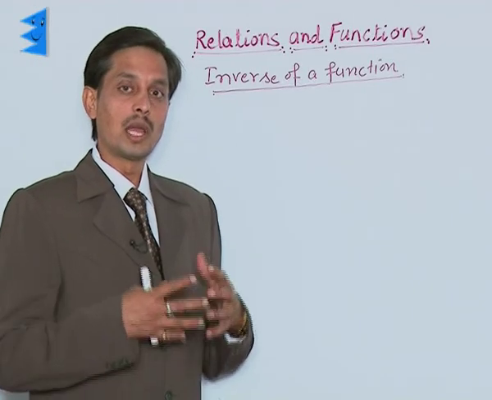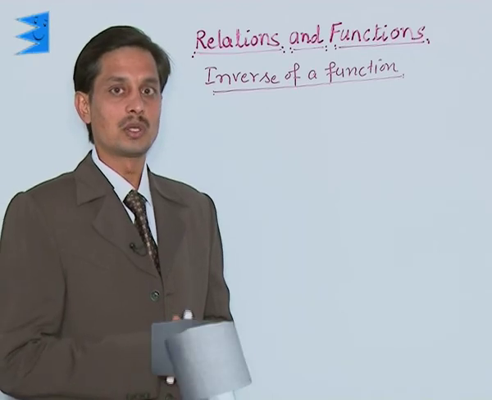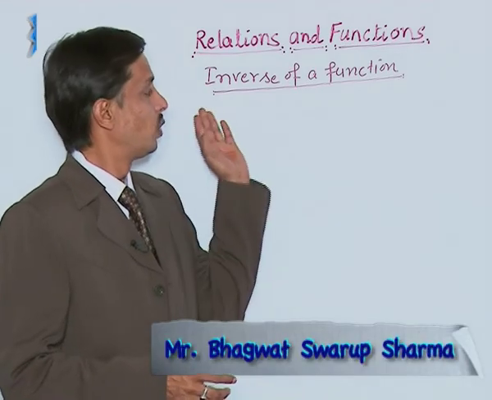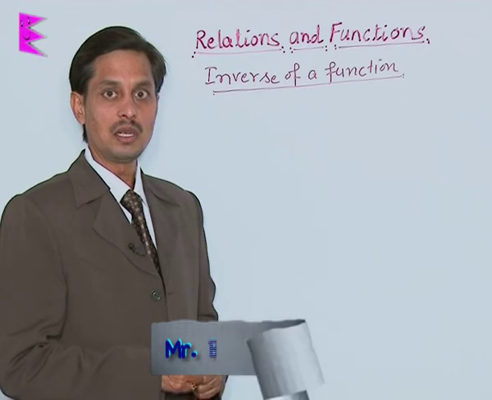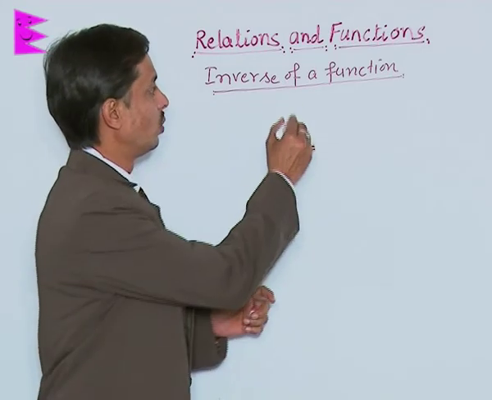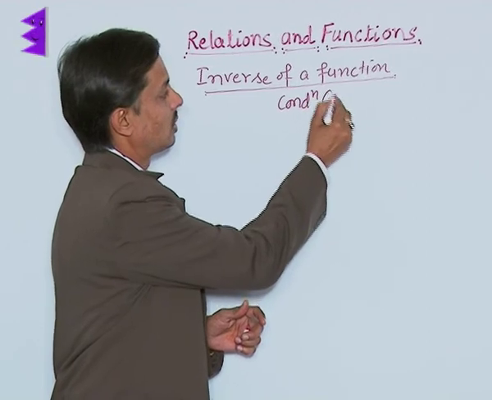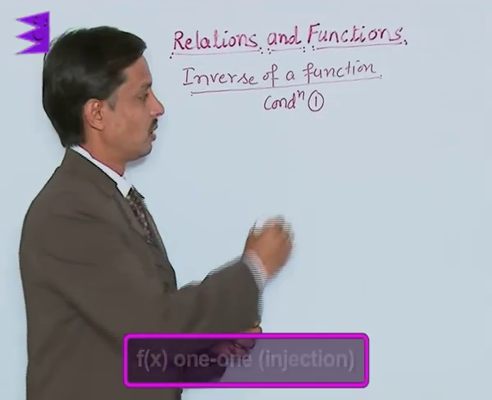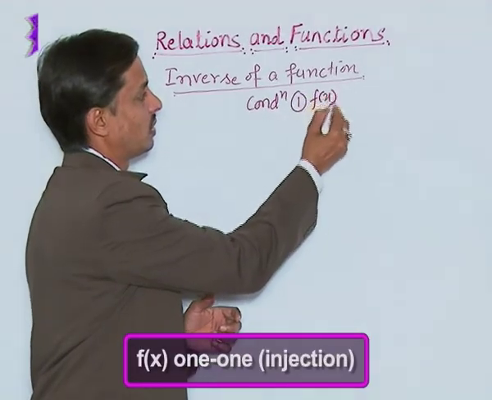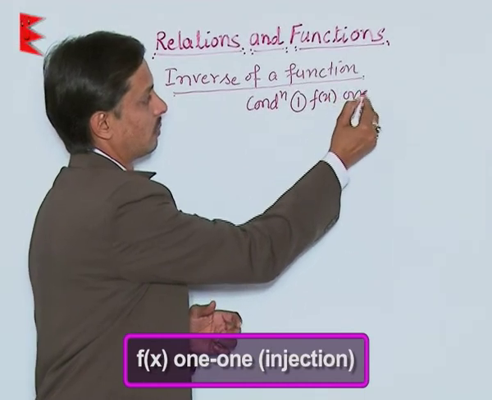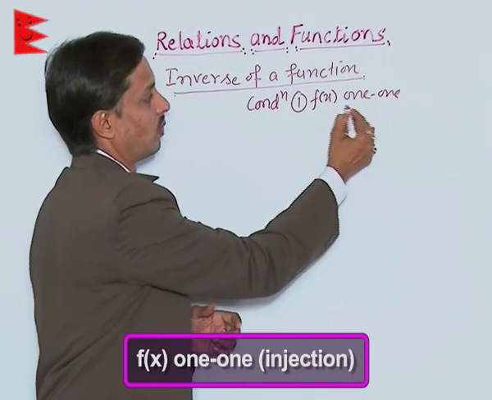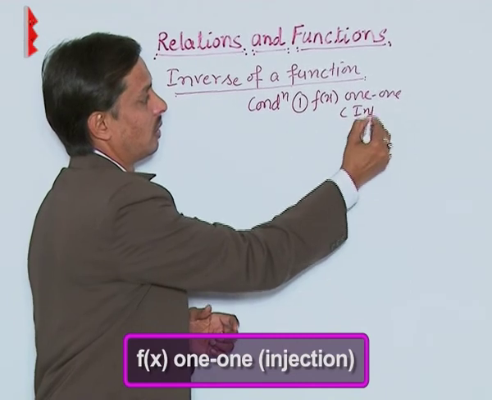Now I want to tell you how to find the inverse of a function. To find the inverse of a function, I just want to tell you what the conditions are. Condition number 1: the function whose inverse is required should be 1-1. f(x) should be 1-1. Another name of 1-1 is injection.